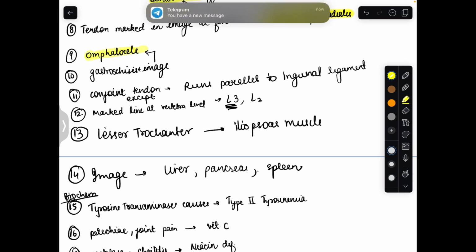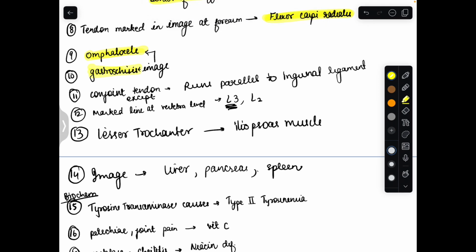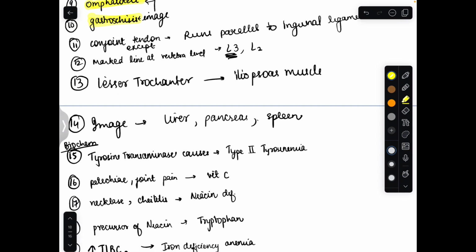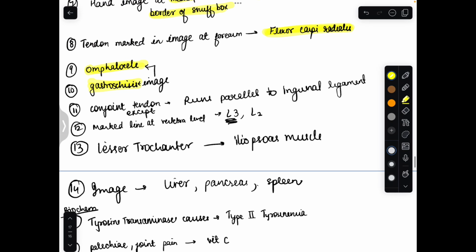Now for the ninth question, they gave the image of the omphalocele and we have to identify that. So for that image, the correct answer is omphalocele, and for the other one, the correct answer is gastroschisis. Now for the 11th question, conjoint tendon, except they ask. All the options were about the conjoint tendon and we have to tell which one is not correct. For that the answer is that the conjoint tendon runs parallel to the inguinal ligament. This one is the incorrect option.